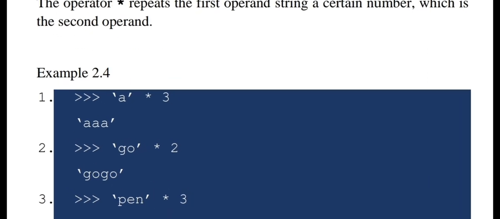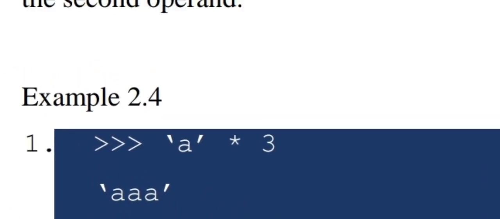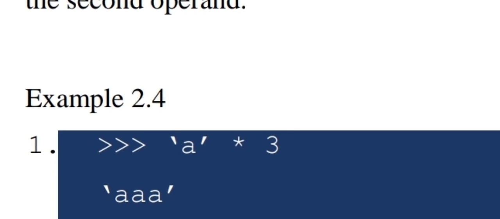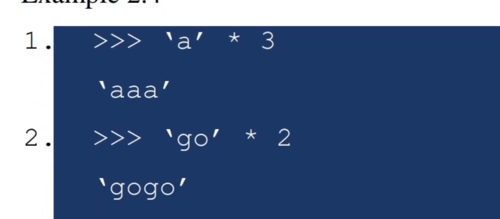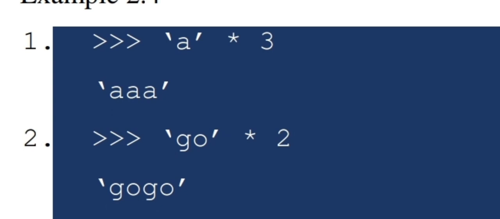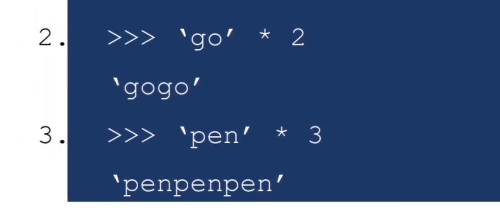Okay, so look at these examples here. In example 1, we have A times 3, and you have AAA as output. In example 2, you have "go" star 2, and you have "go go", 2 goes, in the output. And in example 3, we have "pen" star 3, and we have "pen pen pen", 3 pens. This is repetition in Python programming.